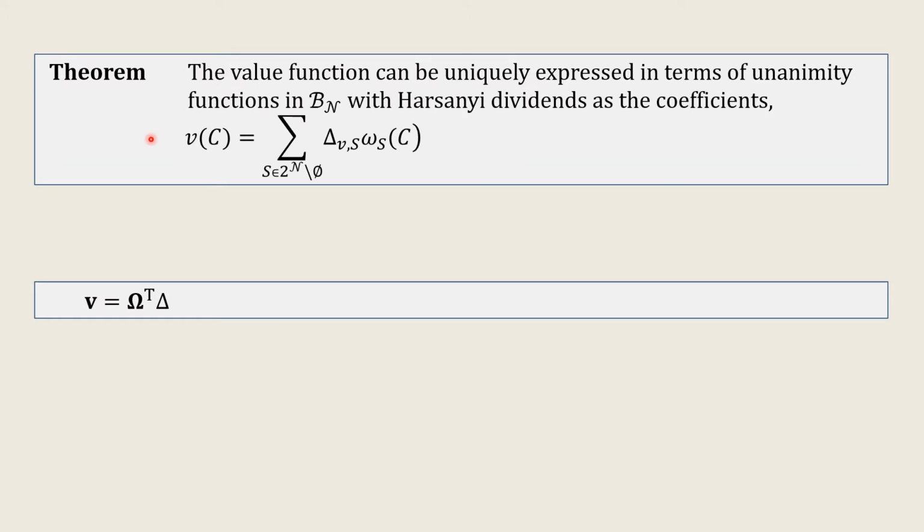We've also seen that the value function of any coalition can be uniquely expressed in terms of the unanimity functions. We have 2 to the n number of unanimity functions, excluding the null. Then we do the summation of delta S times omega S of C. These deltas are called the Harsanyi dividends. And in vector-matrix form, we can rewrite the same expression in this form.